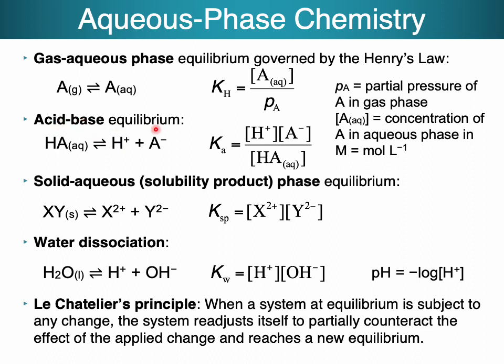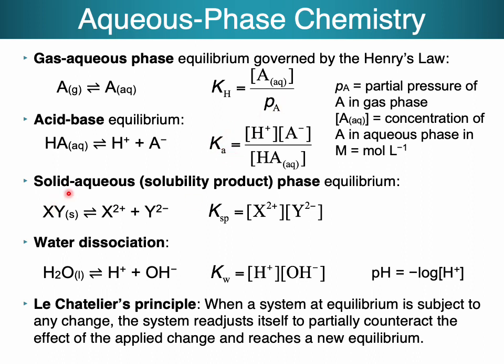Another important class of equilibrium reaction is acid-base equilibrium. A lot of species are what we call acids, which means that they can dissociate to form a proton and the conjugate base, so H plus and A minus from HA here. The proton is what gives the solution its acidity. At equilibrium, the ratio of H plus times A minus divided by the concentration of HA, the undissociated form in the solution, is also a constant.